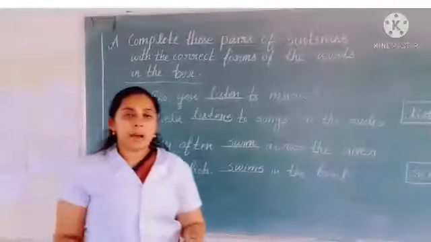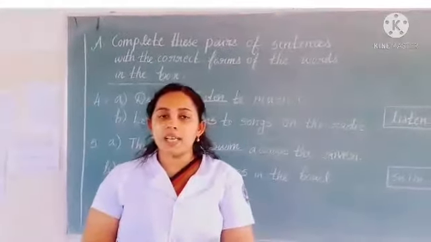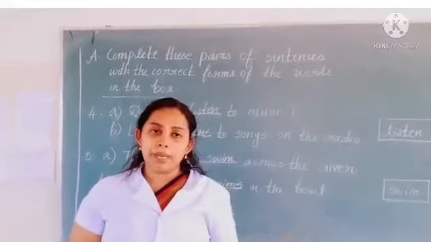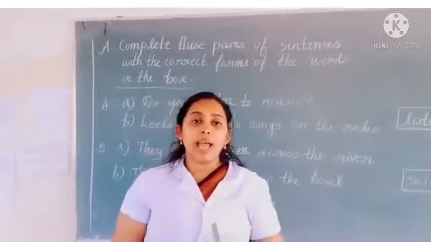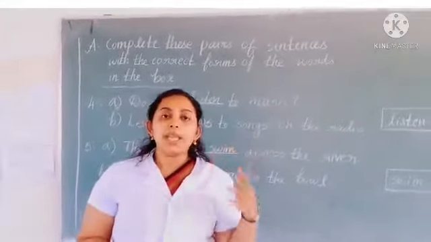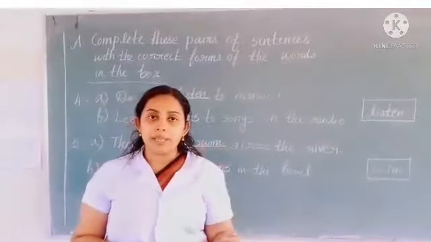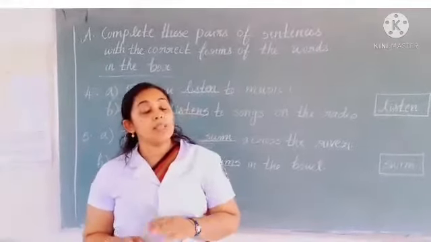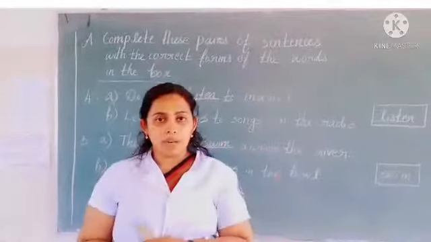So children, in the grammar session we have discussed simple present tense. In simple present tense, if the noun is he, she, it, one person, one animal or one thing, in such cases we add s with the verb. Verb means action. If the noun is I, you, they, we or more than one person, animal or thing, we do not add s with the verb. We write only the verb.